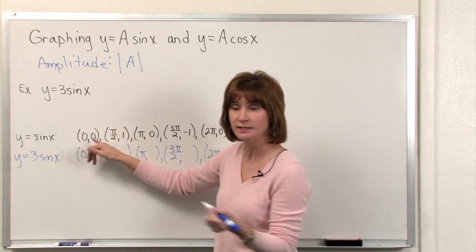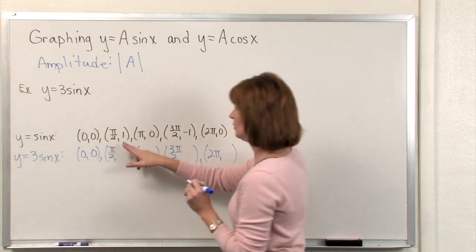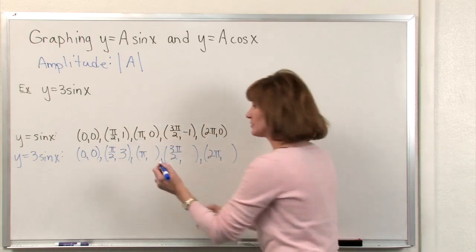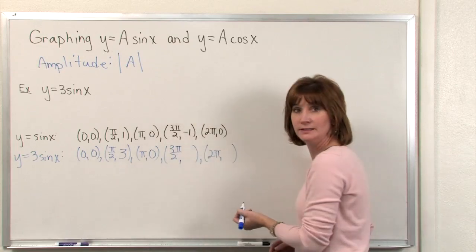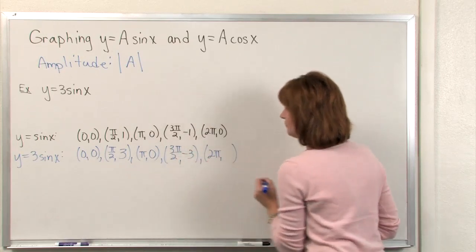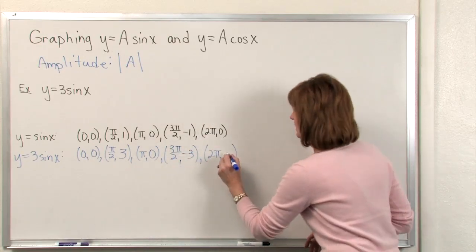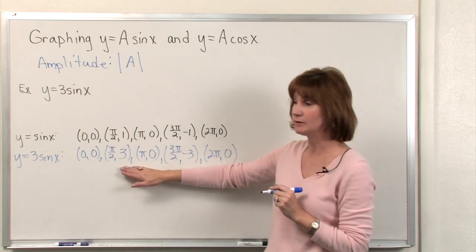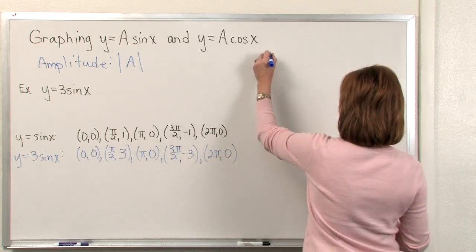So 0 times 3 is, of course, 0. 1 times 3 is 3. 0 times 3 is 0. -1 times 3, -3. And then again, 0 times 3 is 0. So here will be the quarter points for y equal 3 sine x. Let's graph that function.